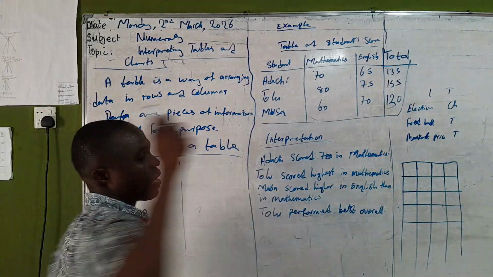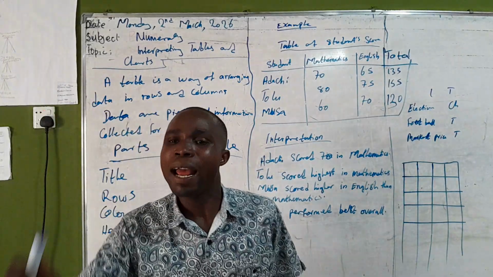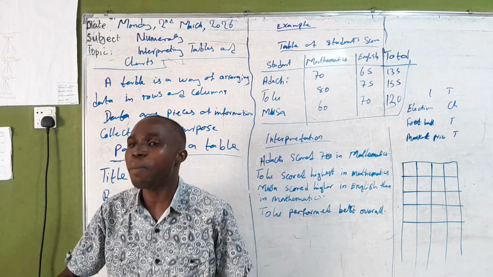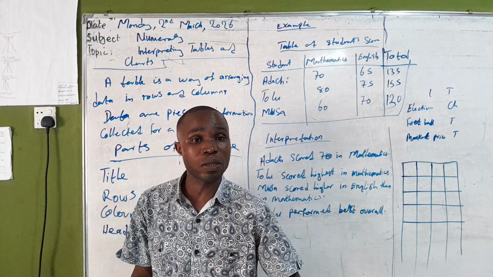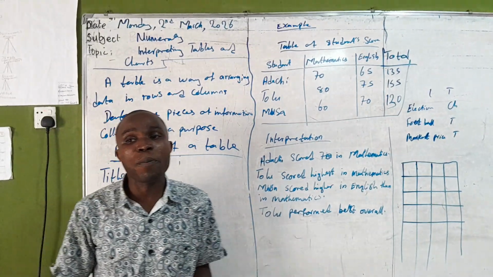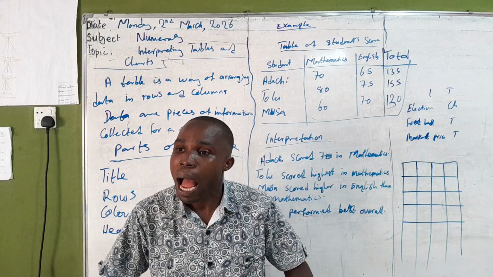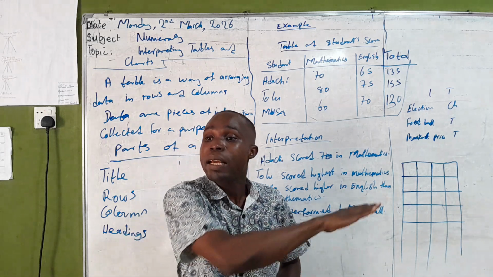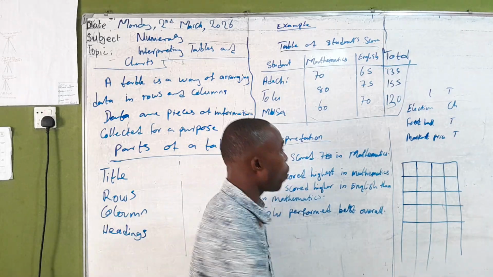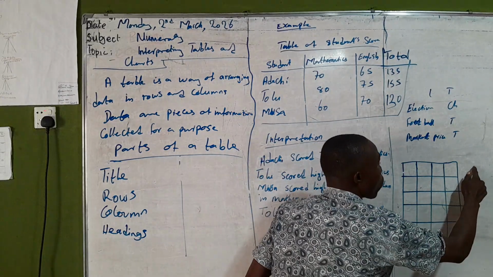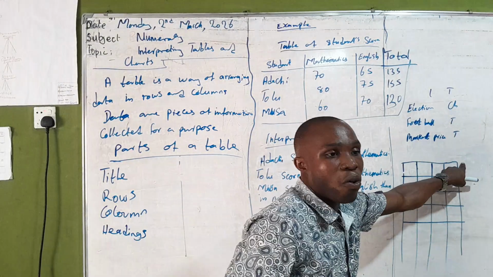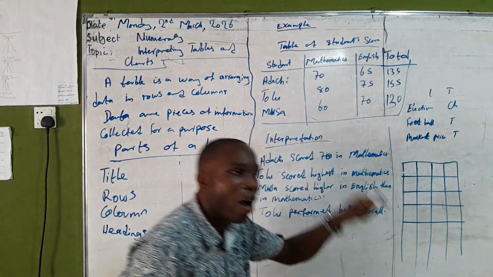Now let's come back to our song, because I don't want you to forget the parts of the table. These two questions will come in the exam. Another thing I don't want you to forget is our row and column. Some people don't know which is which when they talk about row and column. So you should know that this is your row and this is your column.